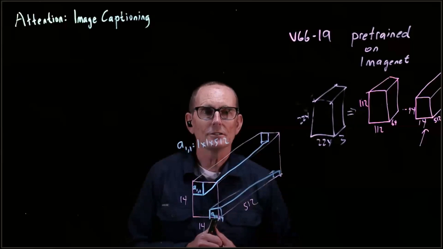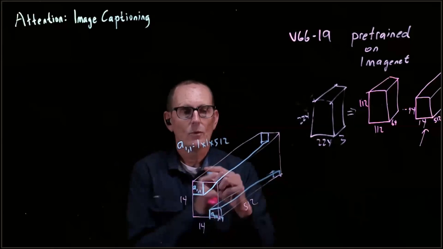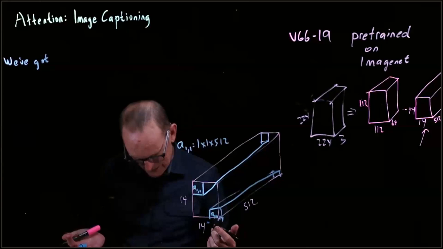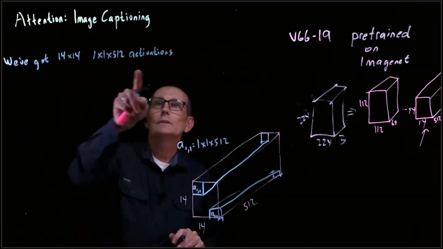So we're really going to be learning weightings to use for each of these 14 by 14 different 1 by 1 by 512 activations. So we've got, what is it, 14 by 14, 196, I think, 1 by 1 by 512 activations. And we are going to weight each of these as we're outputting every word.